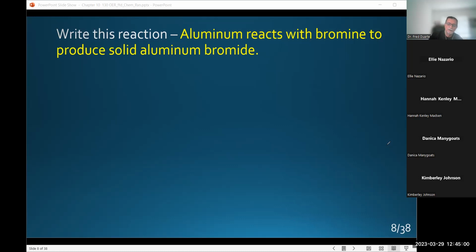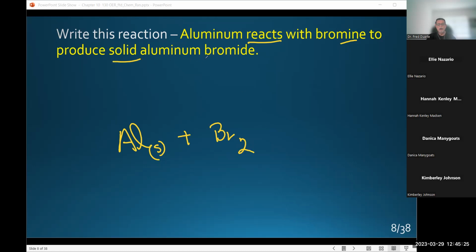Okay, well, let's look at the next one. We have aluminum, which is Al. We're still dealing with the element. It's a solid. It reacts with bromine, which we know is diatomic, to produce solid aluminum bromide. So again, like the previous one, we have an ionic compound as a product.